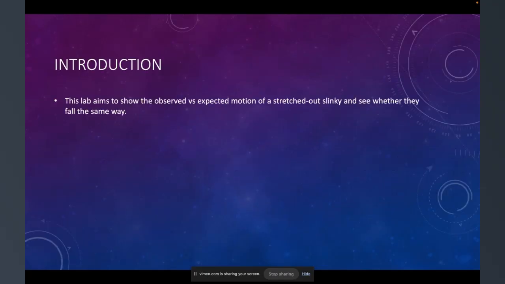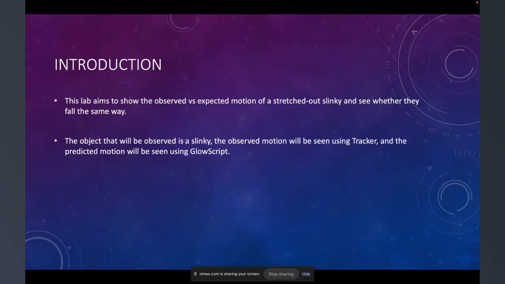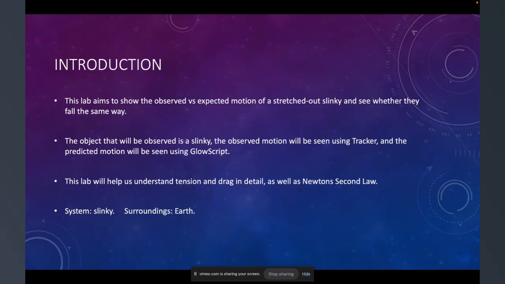For some introduction, this lab aims to show the observed motion of a stretched out slinky and see whether they fall the same way. The object being observed is a slinky. The observed motion will be seen using Tracker, and the predicted motion will be seen using GlowScript. The lab will cover tension, drag in detail, as well as Newton's second law. The system is the slinky, and the surroundings are the Earth.